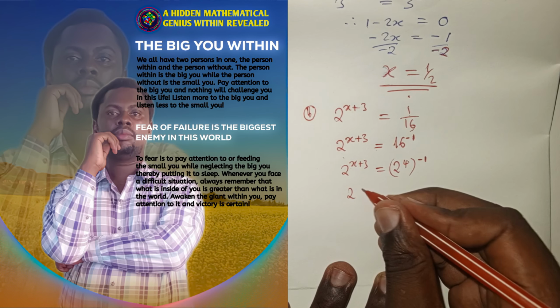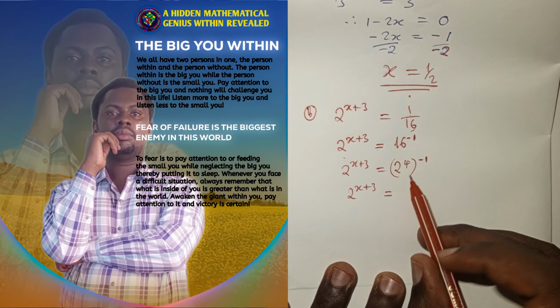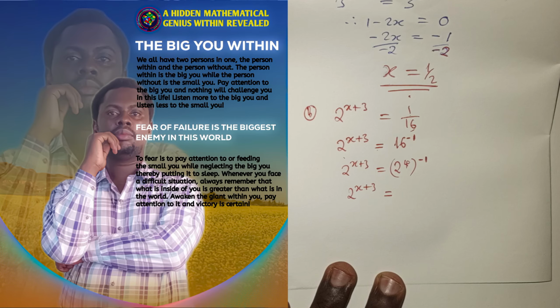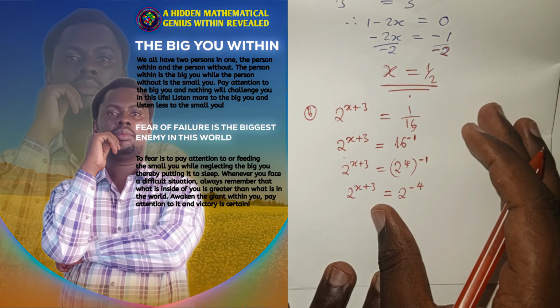Okay, so 2 to the power x plus 3 is equal to, so here we have power of the power. Power of the power multiplies. So this will be 4 multiplied by negative 1, you get negative 4. So you have 2 to the power negative 4.